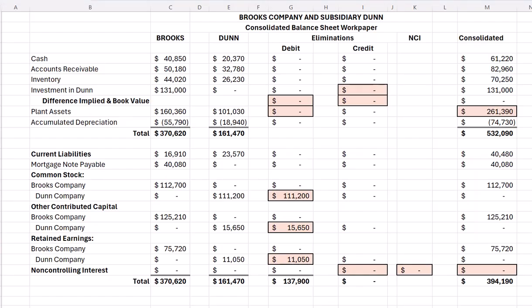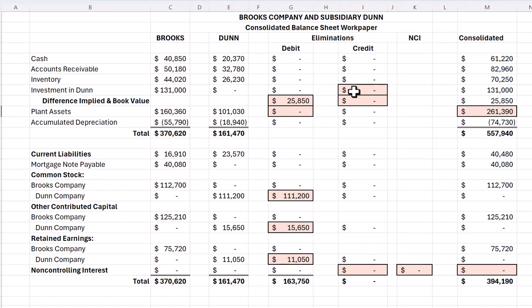We know that we had a difference between implied and book value that was attributed to plant assets of $25,850, and that was identified in the first part of the problem. And I've linked that video in the description below. And so now I'm going to debit this difference between implied and book value for the 25,850. This removes the parent's investment account.